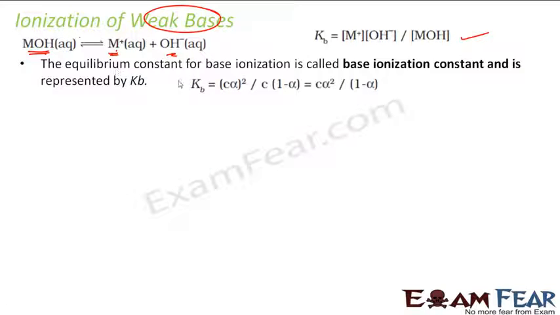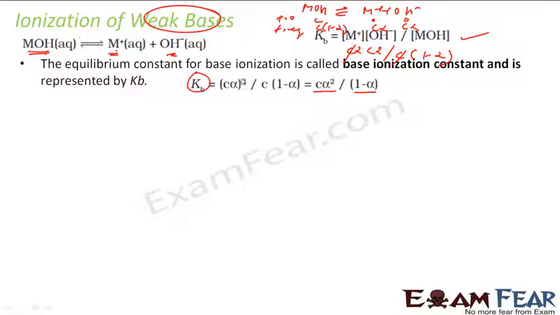And if you see here, this value is nothing but C alpha square by 1 minus alpha. How do you get it? Let me write this equation here: MOH gives M plus and OH minus. At t equal to 0, let's assume it was C, 0, and 0. At equilibrium, this becomes C into 1 minus alpha, this becomes C alpha and this becomes C alpha. So if you solve for this, it becomes C alpha into C alpha by C into 1 minus alpha. The C gets cancelled, and this becomes C alpha square by 1 minus alpha. So the Kb is nothing but C alpha square by 1 minus alpha.